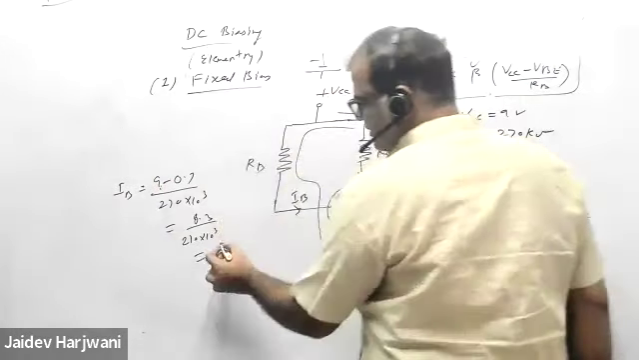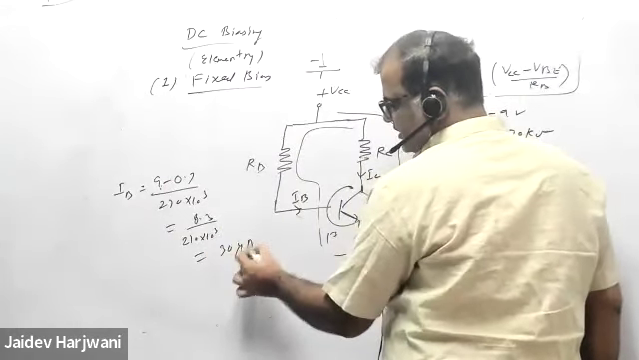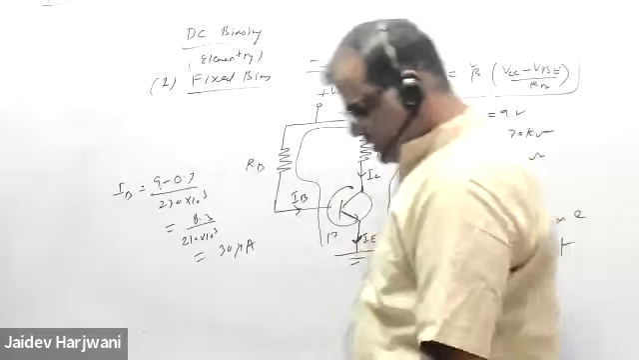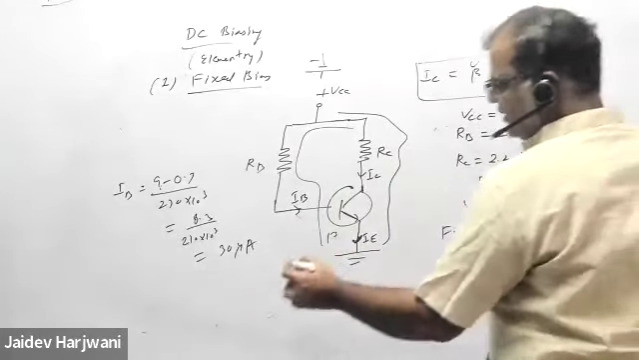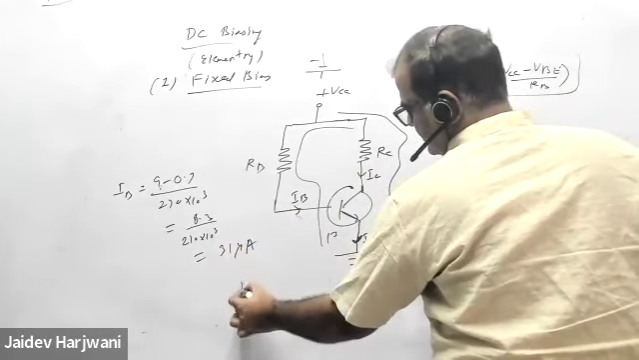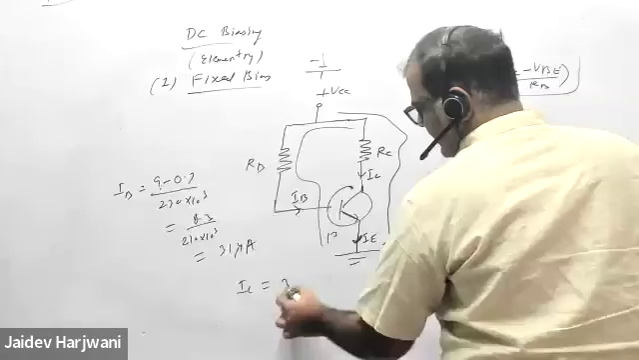So I have the answer 30 microampere almost, round off to 31 microampere. So IC will be how much?